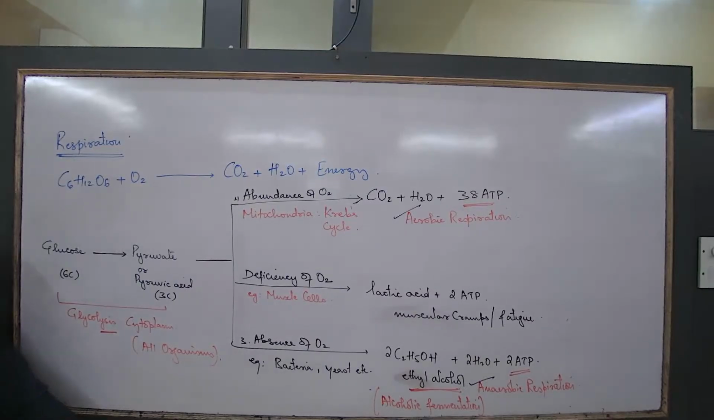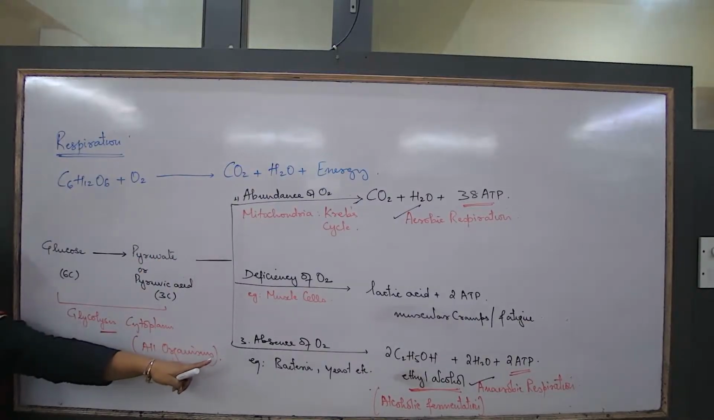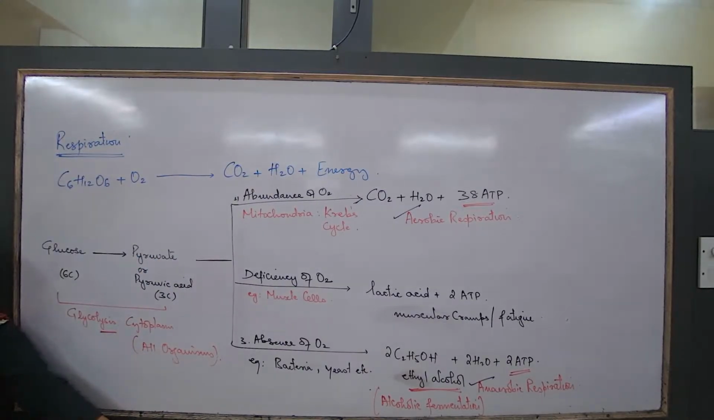Number 3. Ma'am, the aerobic one happens in multicellular organisms, when the cells have a large number of mitochondria. And the anaerobic one happens in single-celled organisms, where mitochondria are either absent or very few. Then the cells will always go for anaerobic respiration.